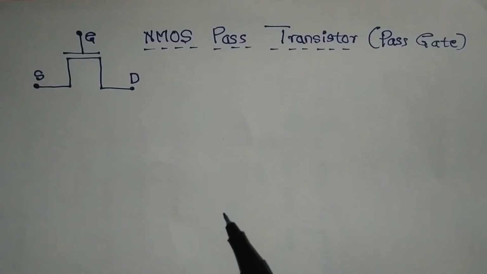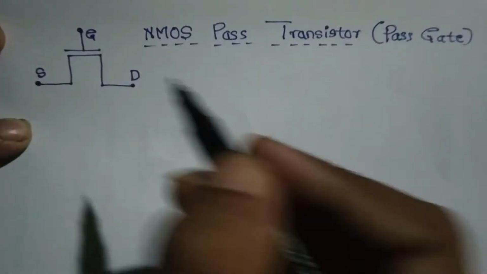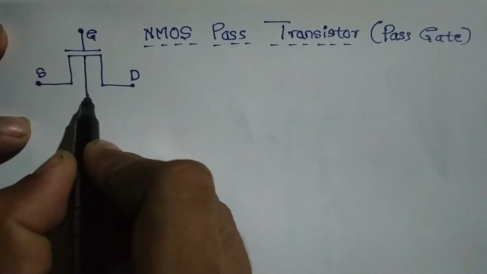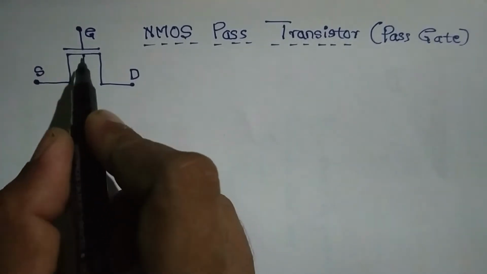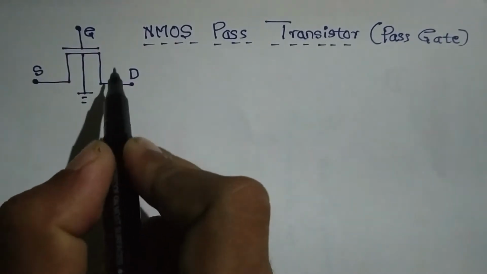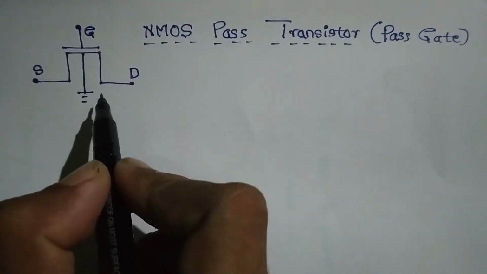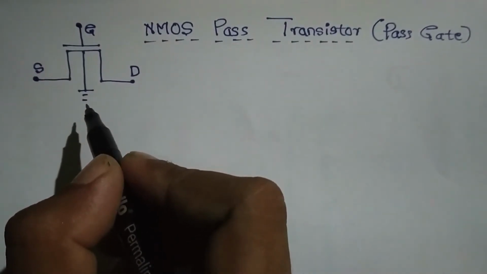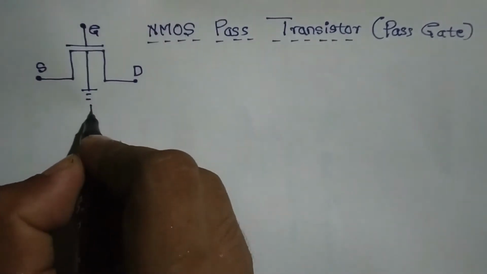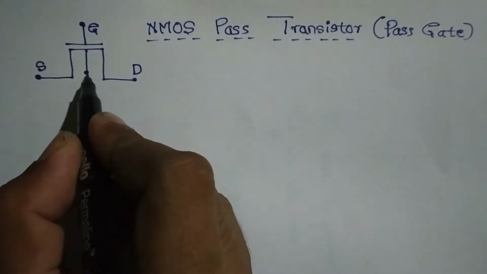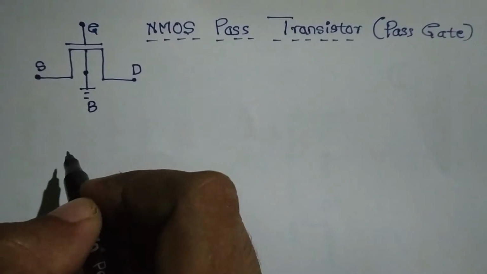Now let's understand NMOS as a pass transistor or a pass gate. I missed one more terminal, which is the substrate terminal. Let me ground this terminal. You know why I am grounding this terminal? Because an NMOS is made in a P substrate, and the P substrate must be grounded or connected to the lowest voltage possible in the entire circuitry. This is the bulk terminal or body terminal connected to ground. I just mark it here, the bulk terminal.